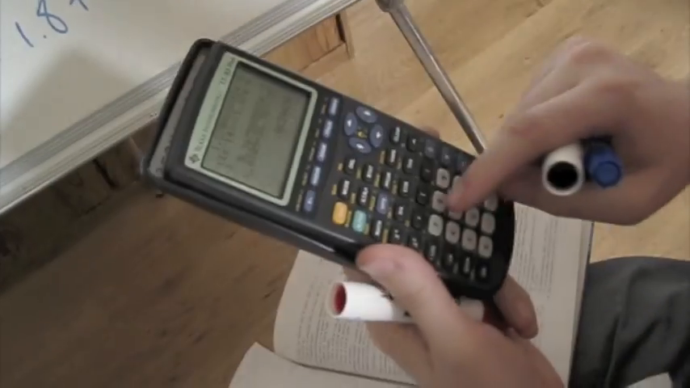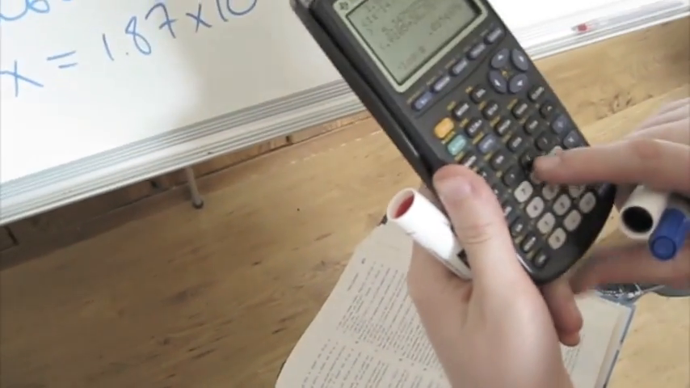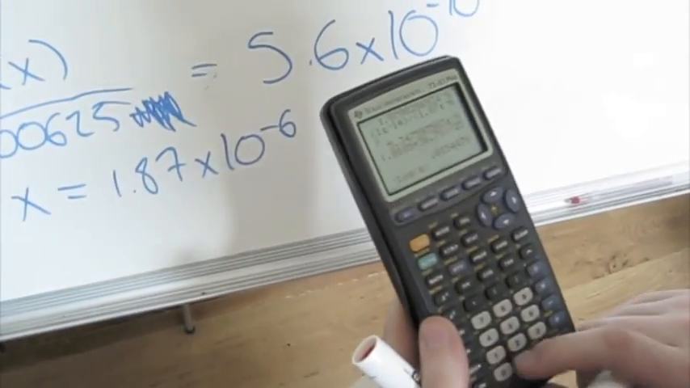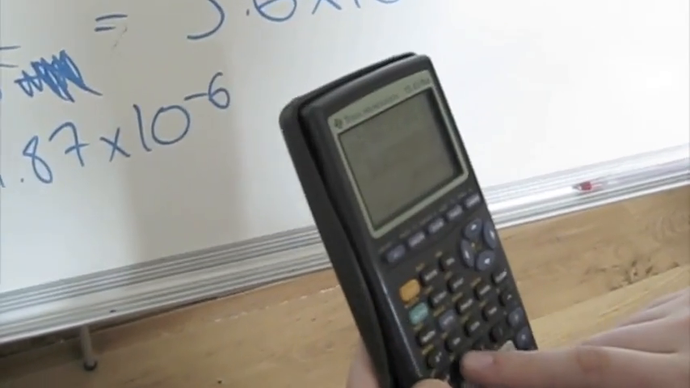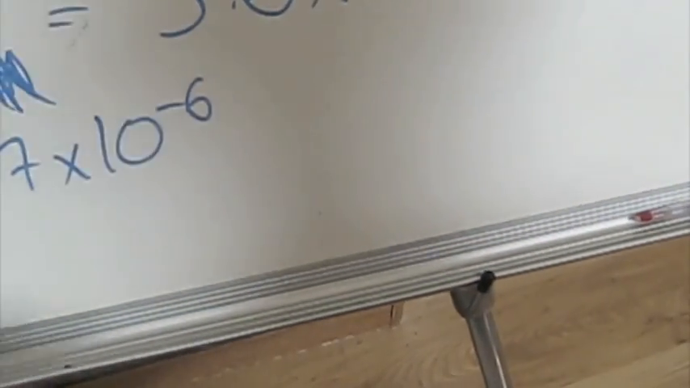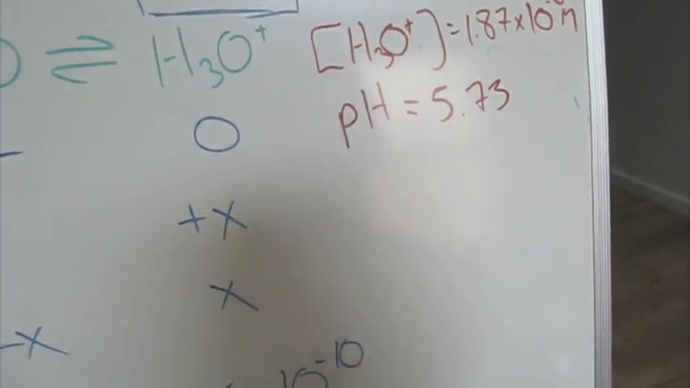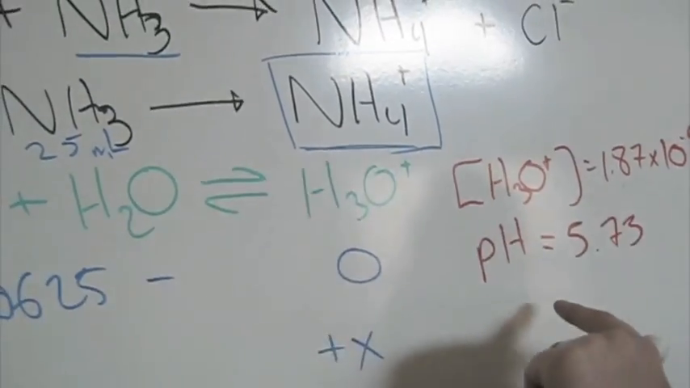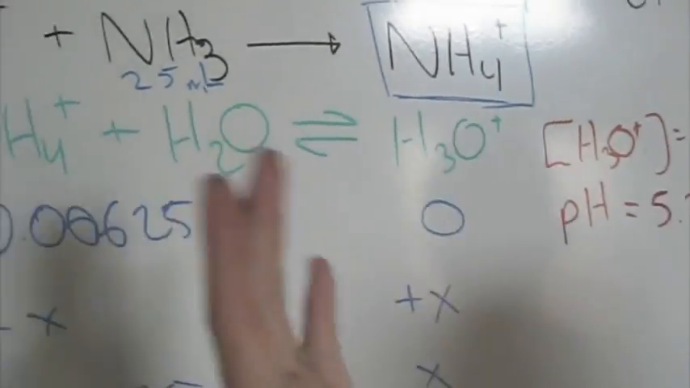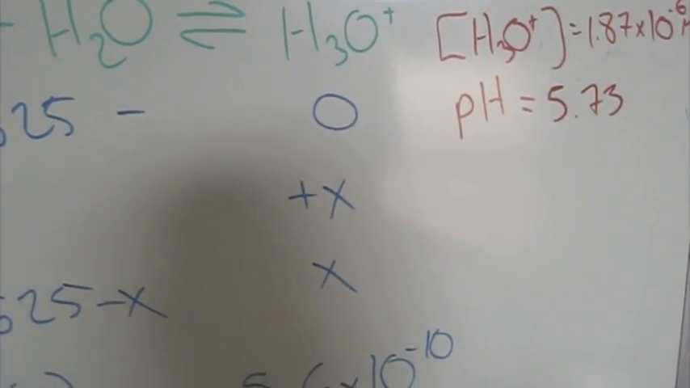If we take the negative log of the concentration of H3O+, so negative log of 1.87 times 10 to the negative 6th power, we get the pH of that solution is going to be 5.73, which agrees with our prediction that this is going to be an acidic solution because this is a weak acid and it makes hydronium, so it's going to be acidic, and that works out.